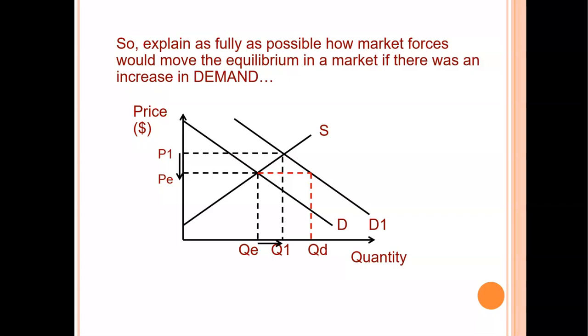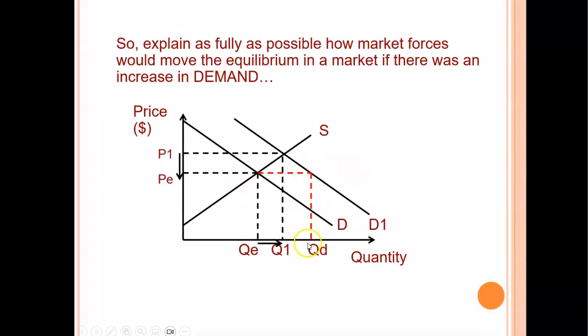So at price PE, if there was an increase in demand, quantity demanded would increase to QD. The amount supplied would stay at QE because from the producer's point of view, there's no incentive to increase supply. So this is a pretty realistic example, right? More people want the product. Producers haven't realized that yet, and so they don't change the amount that they supply.